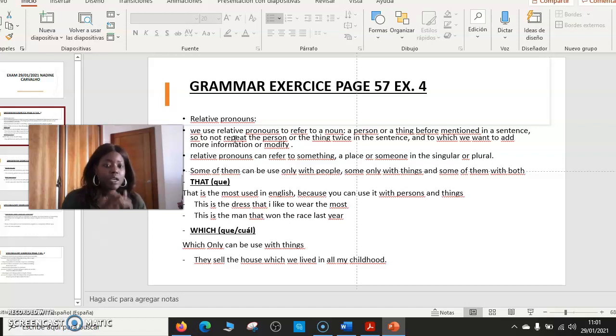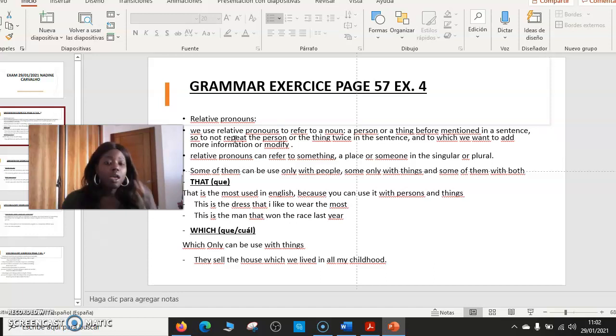So I will give you an example of how a sentence with that could look. For example, this is the dress that I like to wear the most. Or another example: this is the man that won the race last year. It's clear? Okay, I continue.